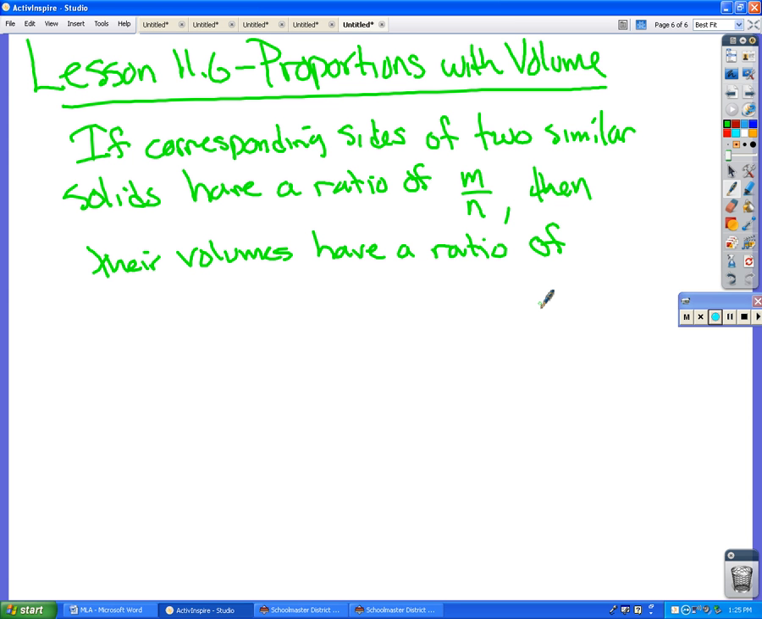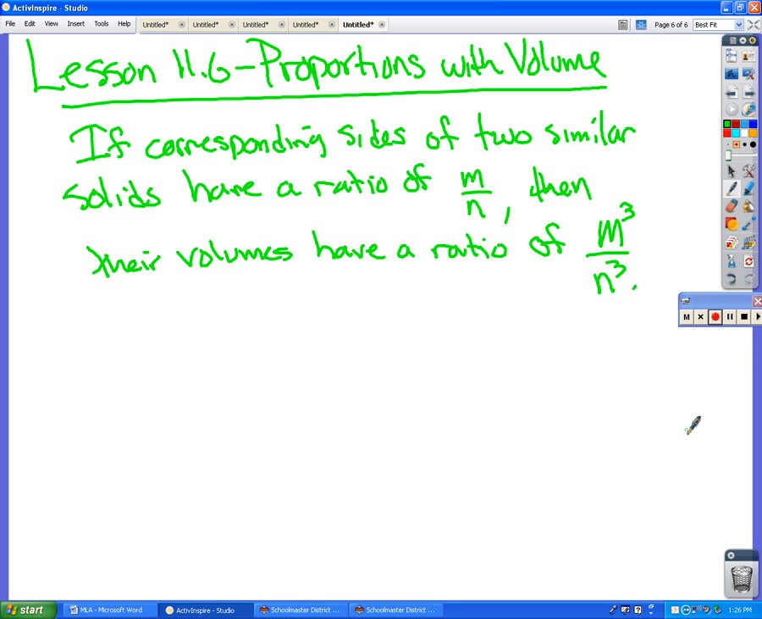This is the question that 80% of you probably know the answer to already. M cubed over n cubed. Okay? So the same thing as yesterday. Yesterday we were doing area, and like I mentioned, area is square units. So if you know the ratio of the sides, you square it to get the ratio of the areas. Volume is in cubic units. If you know the ratio of the sides, then you cube it to get the ratio of the volume.